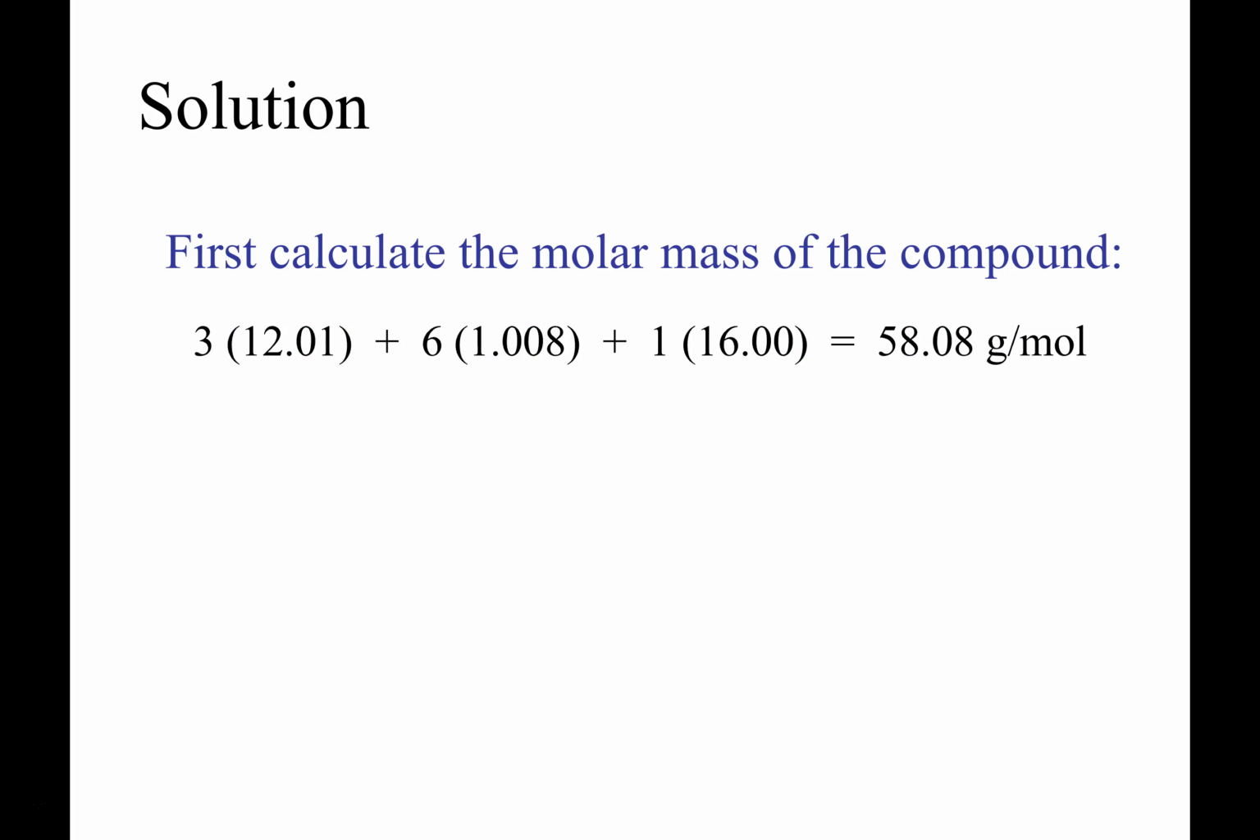So we need to knock out the molar mass of acetone. So it'd be 3 times for carbon, 12.01, plus 6 times 1.008, plus then we finish up for oxygen 1 times 16.00. So 1 mole will weigh 58.08 grams. That's the molar mass of acetone.